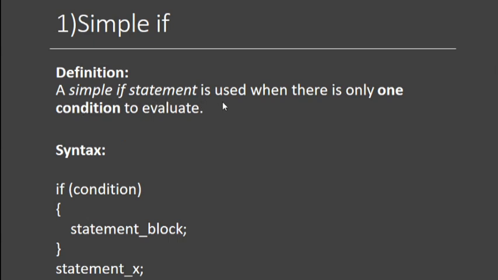A simple if statement is used when there is only one condition to evaluate. For only one condition, I'm going to use simple if. In the syntax, I write if and the condition here. If the condition is true, its following statement block is going to be executed. If the condition is false, it won't go into the body, and whatever statements come after it can be executed.